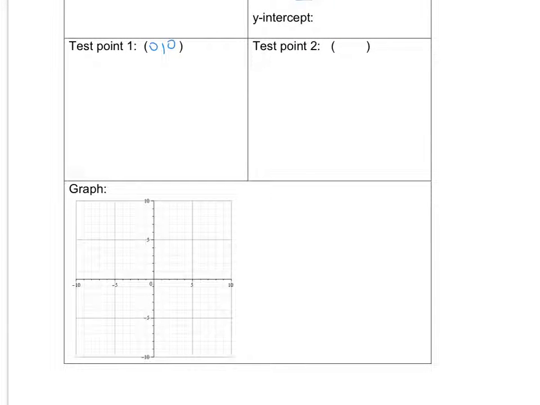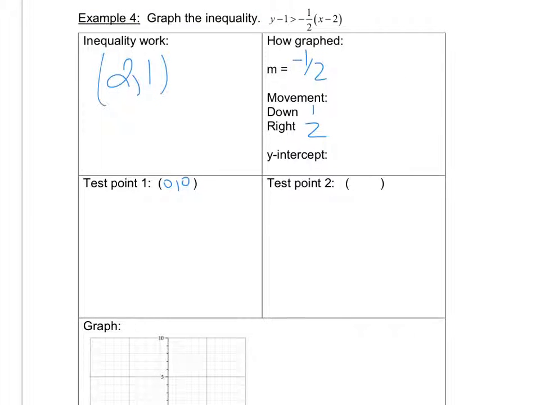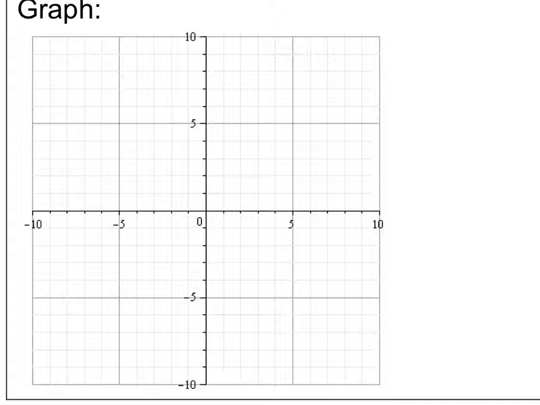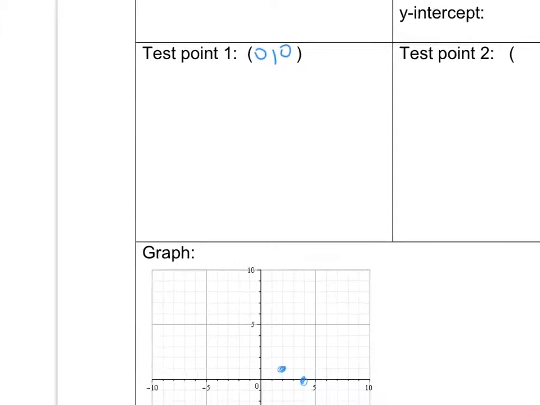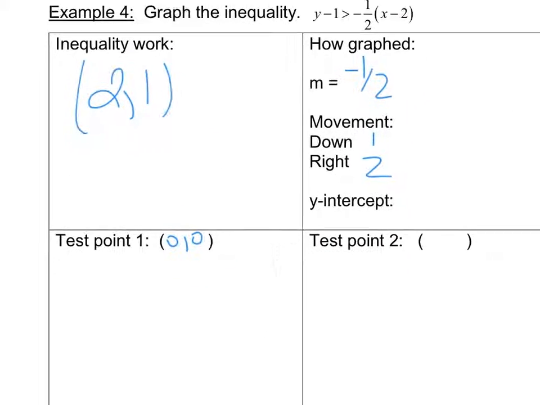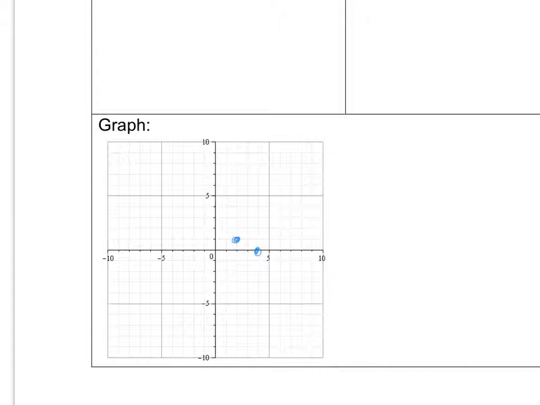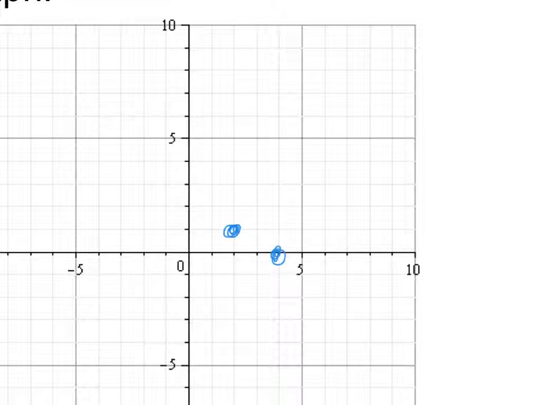So hold on. We're going to graph the point 2, 1. And then we go down 1, right 2. And is it solid line or dashed line? It's dashed line because it's strictly greater than right now. It doesn't go through 0, 0. So if we go back up, plug that in.